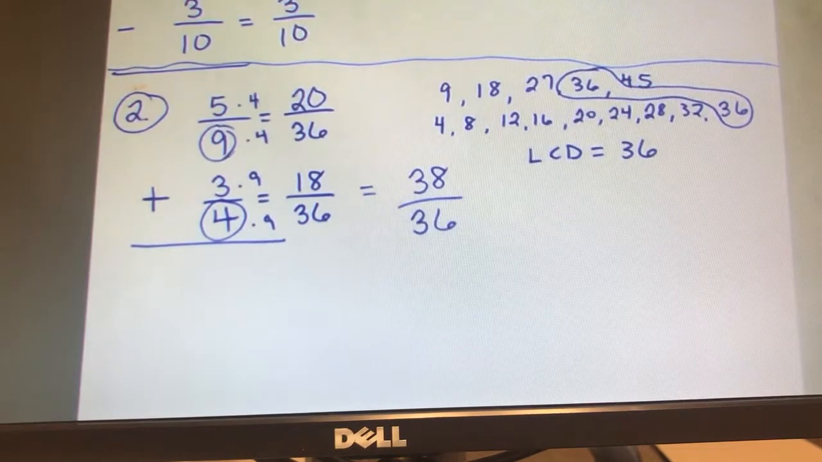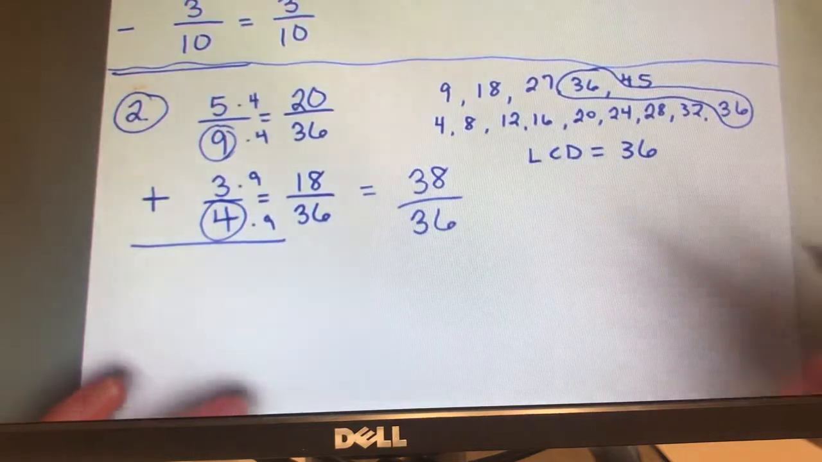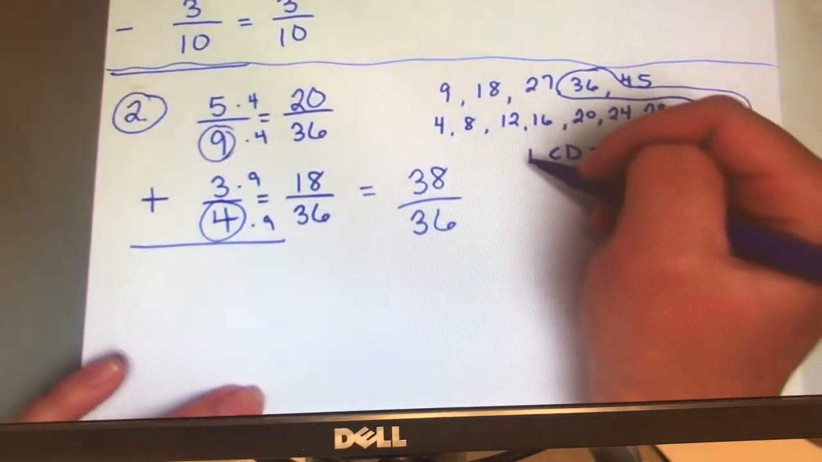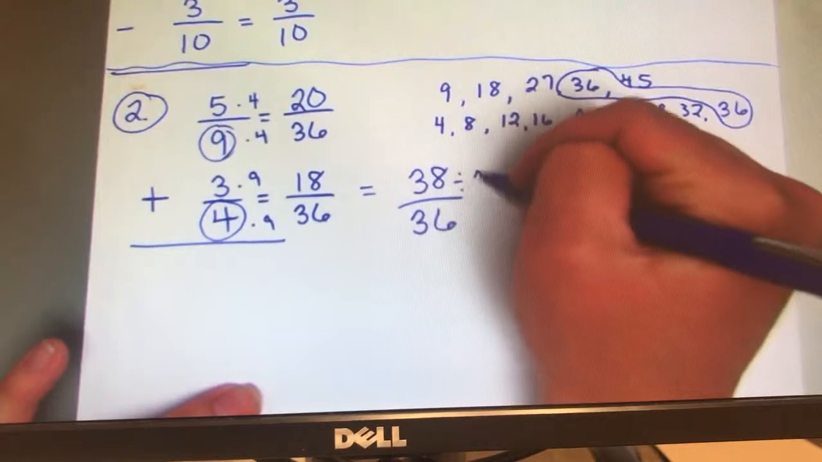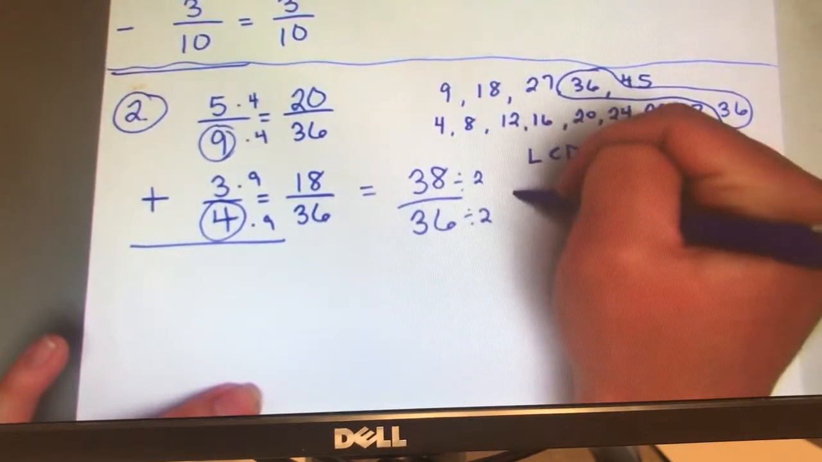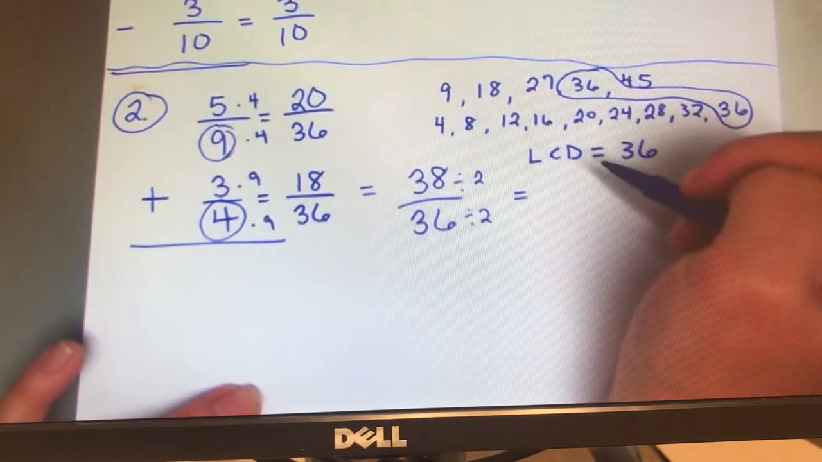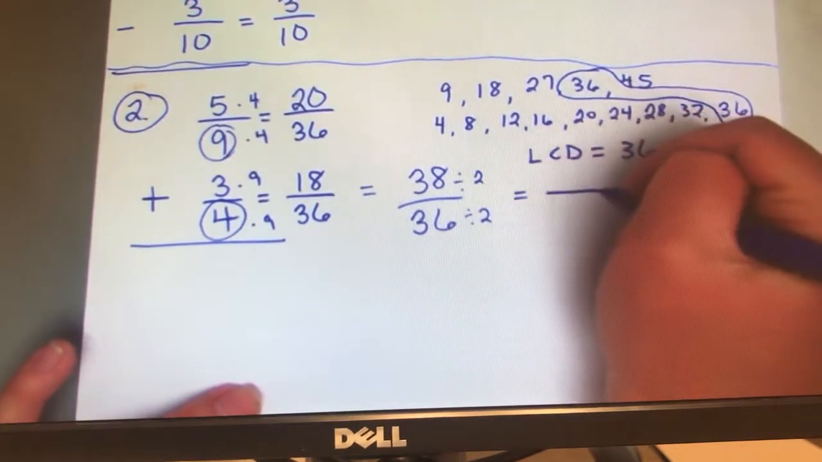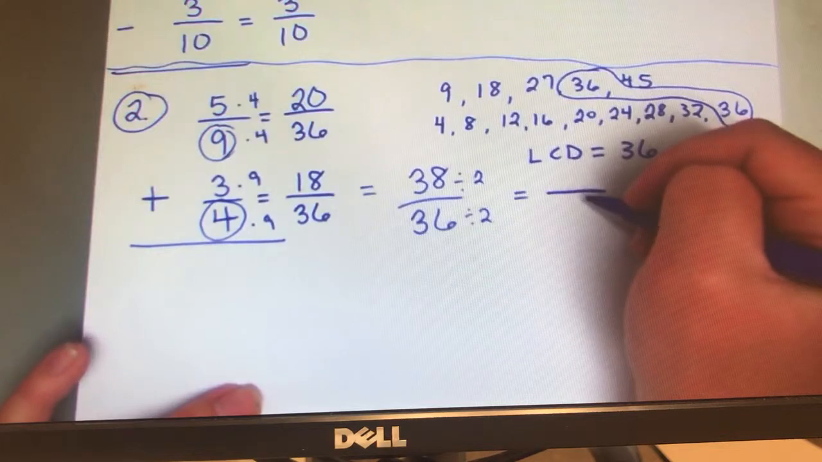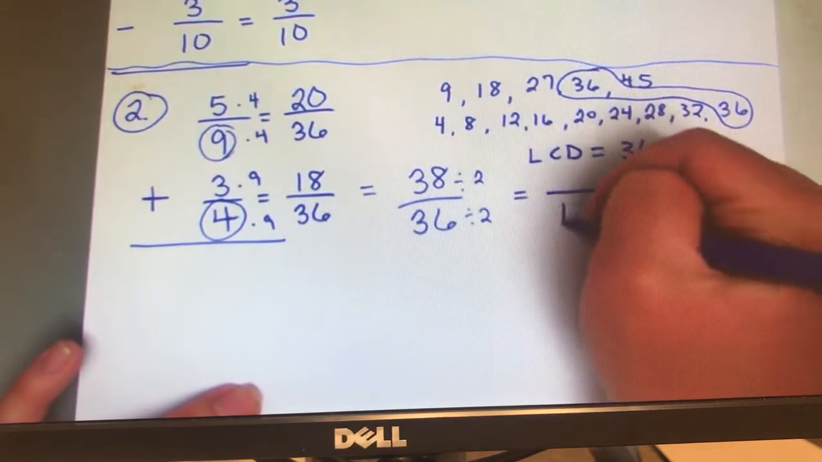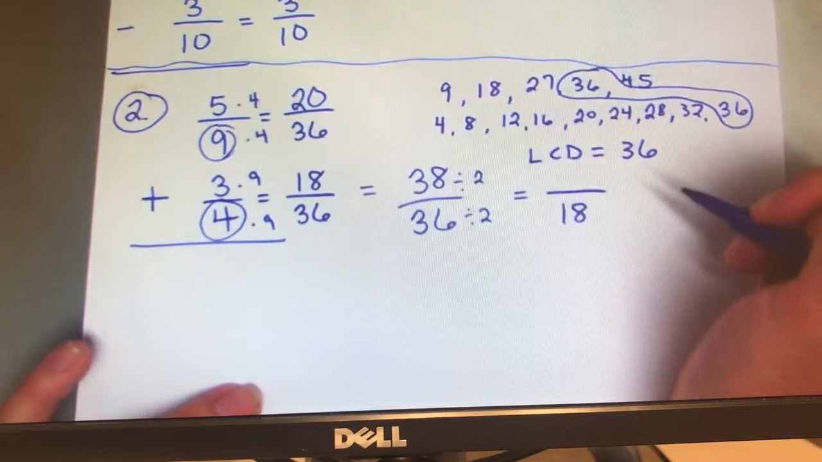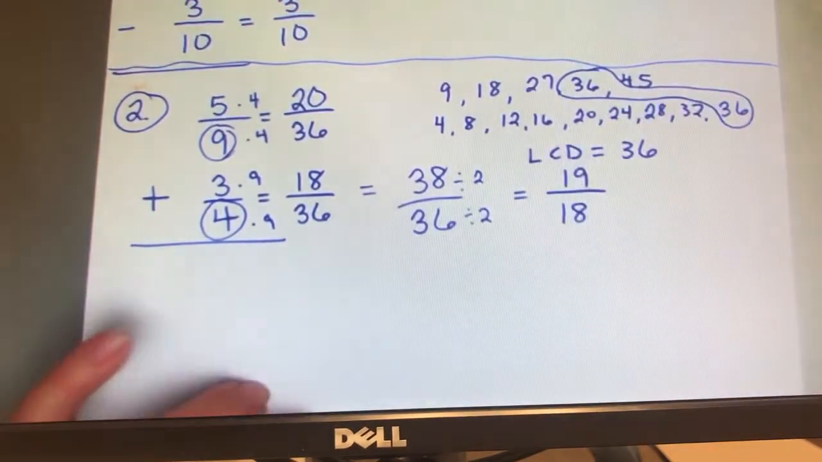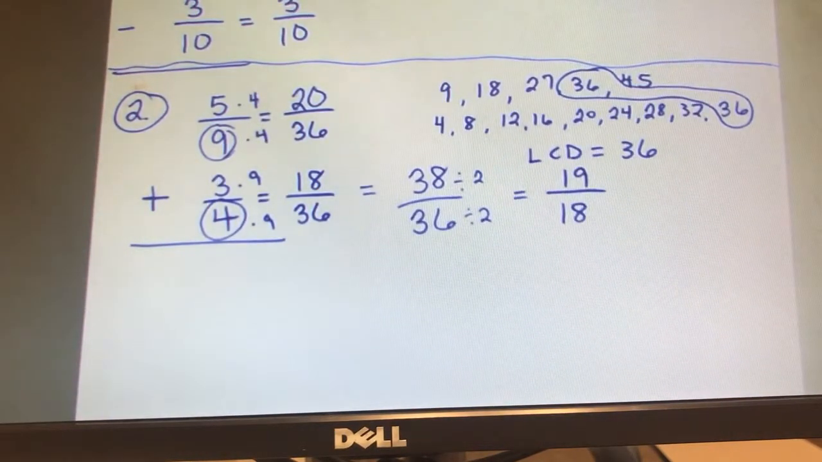The problem with this one is that even though it's improper, it's still not in simplest form because they can both be divided. So, what can they both be divided by? I know they can at least be divided by 2 because they're both even. 38 divided by 2 is what? I'm having a moment. 36 divided by 2 is 18. 38 divided by 2 then has to be 19. Okay, so we get 19, I didn't have my calculator at the moment.